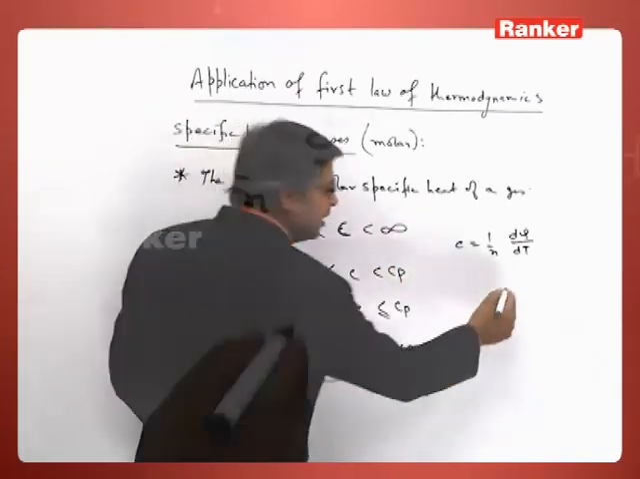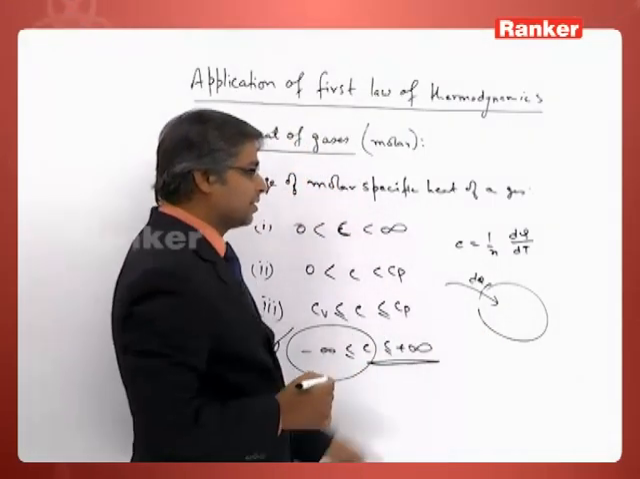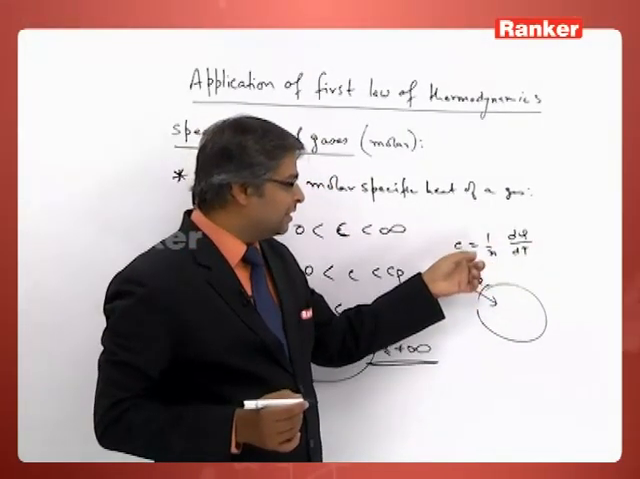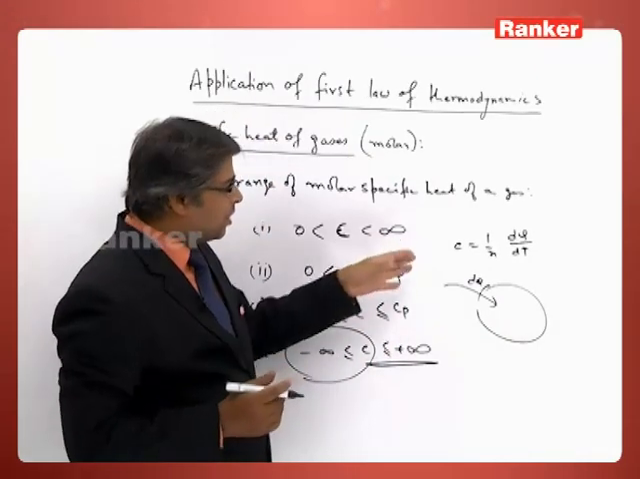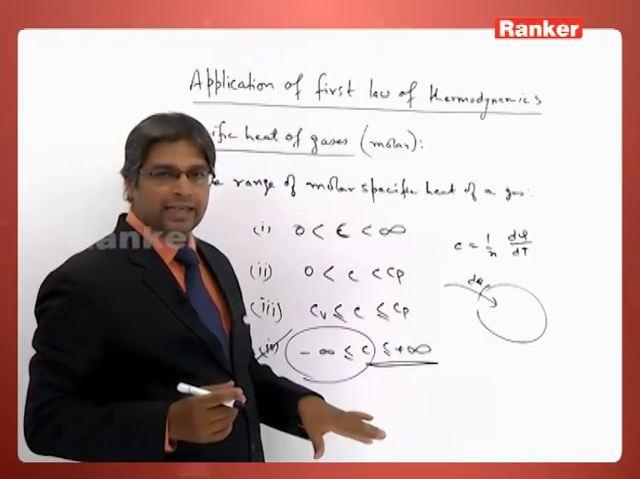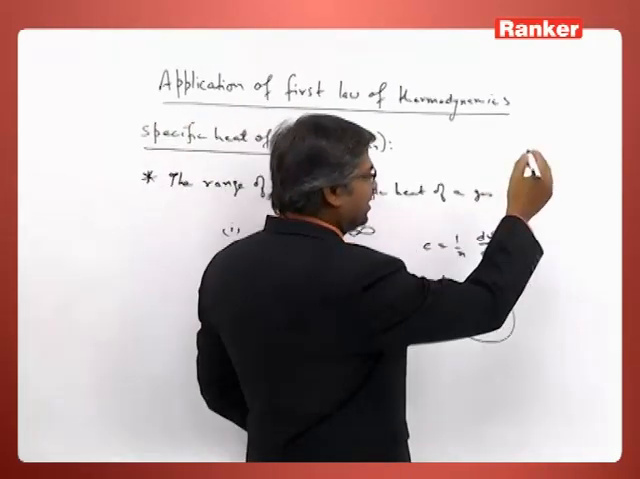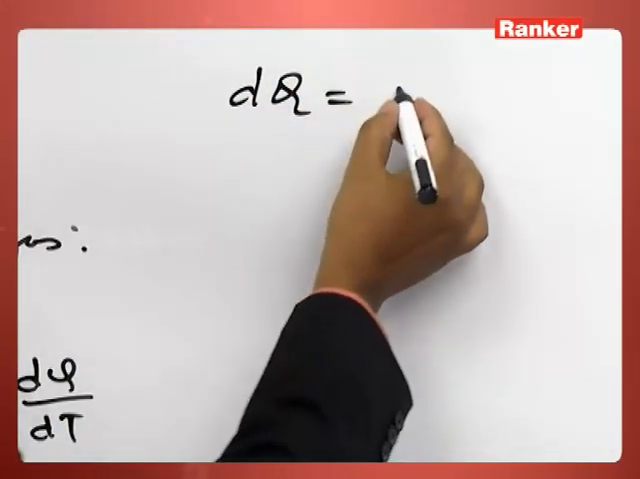Negative value means you give heat to a system and the temperature decreases. This is what we mean by the negative specific heat of an ideal gas. So now let us see when we can have a negative heat of an ideal gas. This is our mathematical form of the first law.